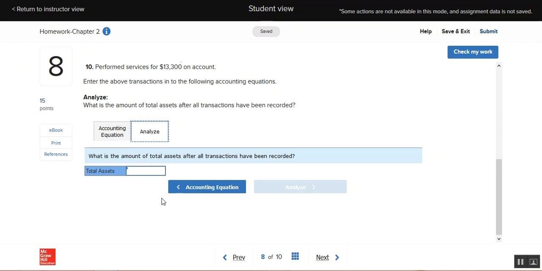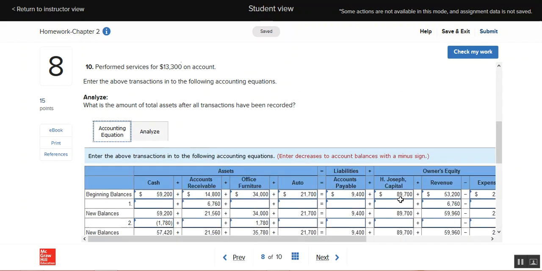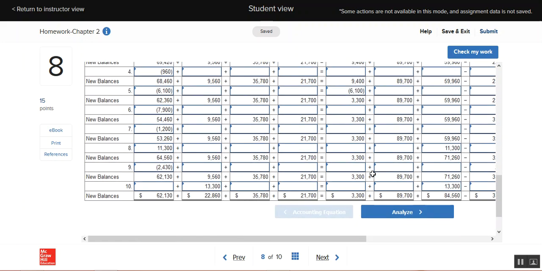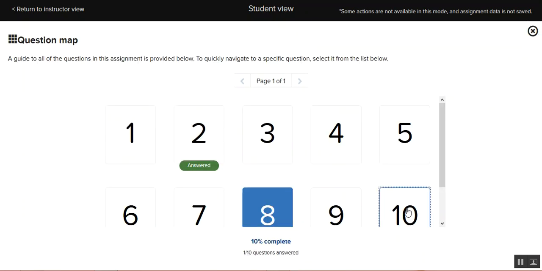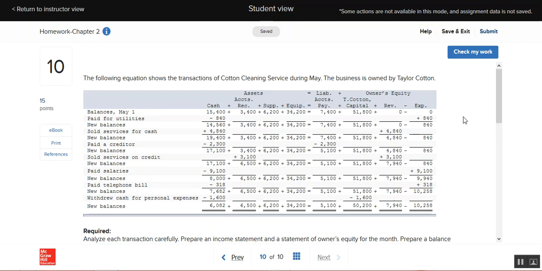All right, so the analyze says what is the amount of total assets after all transactions have been recorded. So you have to jump back over here. And our total assets would be everything, all of these totals at the bottom on the left-hand side of the equal sign. So if you added the 62 some odd and the 22,000 some odd, 35 whatever, and 21,700, that would be your total assets. And I'm not going to add those because we're going to move on to number 10. So this video won't be 2 hours long.